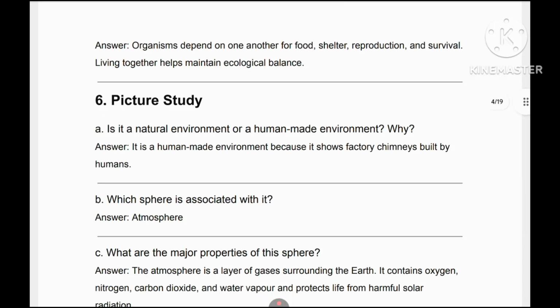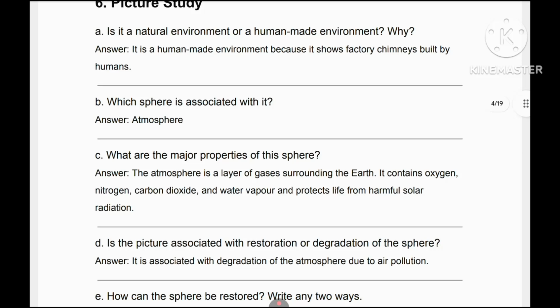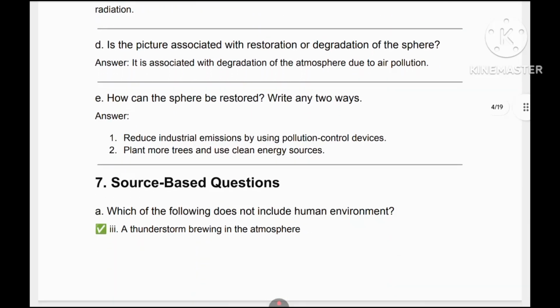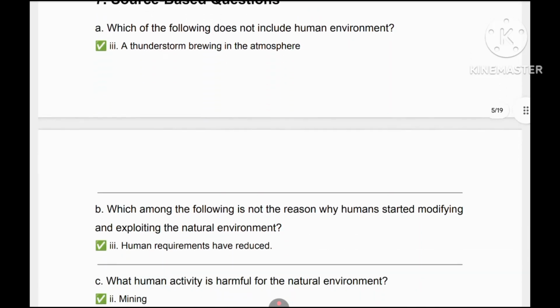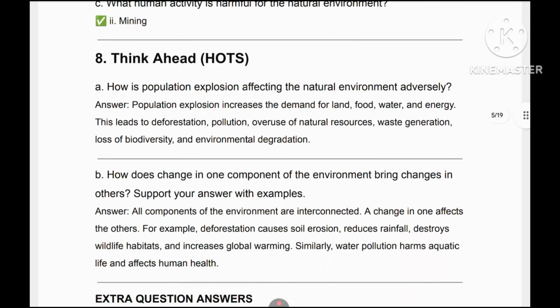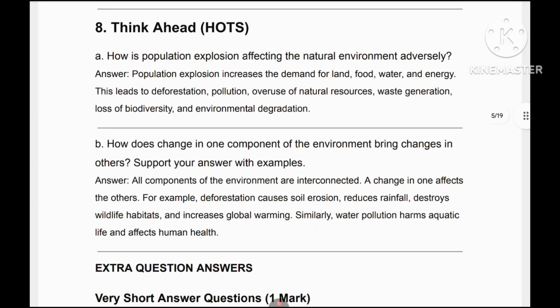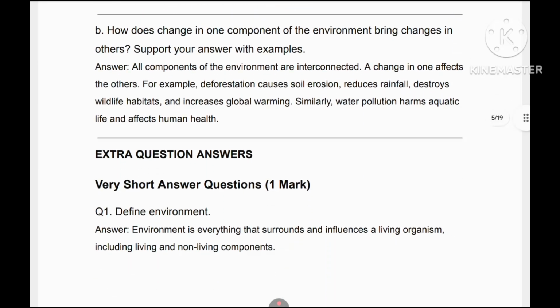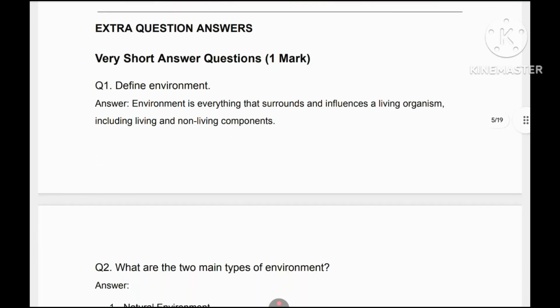Now, this is the picture study questions and answers. These are the source based question and answers. These are the HOTS based question and answers from the textbook. And now these are the extra question answers.